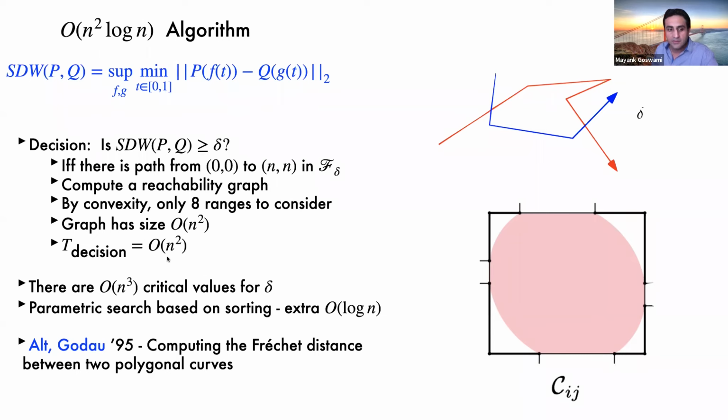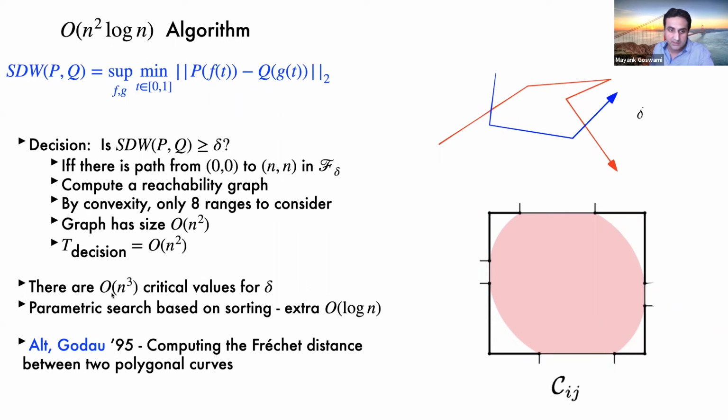And then what you can show is there are only polynomially many values of delta to consider. So there are at most n cubed values for delta. And then parametric search gives you this extra log n factor, and you get the n squared log n time algorithm for computing the continuous social distancing width.